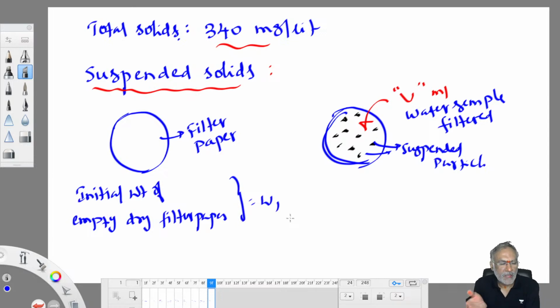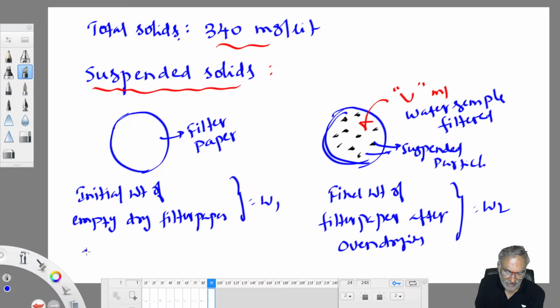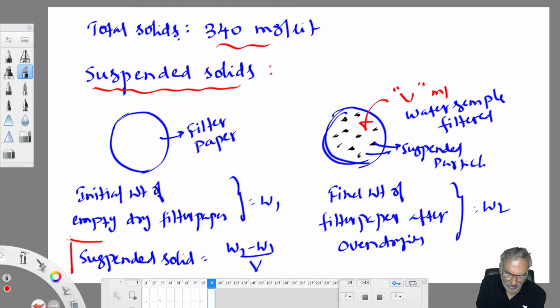So to remove that water, it is kept in the oven at 103 degrees centigrade for 4 to 5 hours. During that period, what happens? All water evaporates, leaving behind the solids. So after oven drying, you have to measure the final weight of the filter paper. It is taken as W2. Again, same way, suspended solids in water is equal to (W2 minus W1) by V. Same way we can work out. This is called gravimetry.